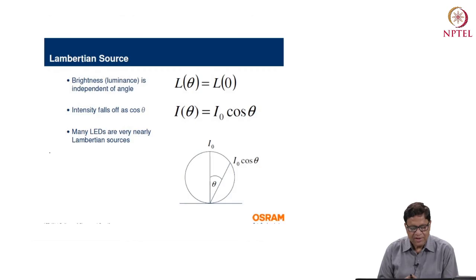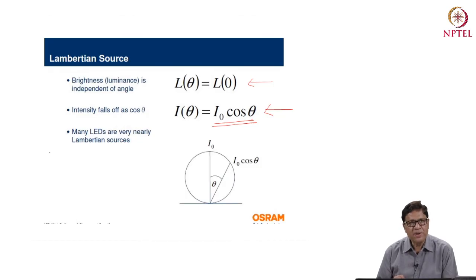Another thing which we will frequently encounter is a Lambertian source. So what is a Lambertian source? For a Lambertian source, the brightness or the luminance is independent of angle. That is, L theta is equal to L naught. So whatever the theta, the value is constant, whereas the intensity falls as cos theta.